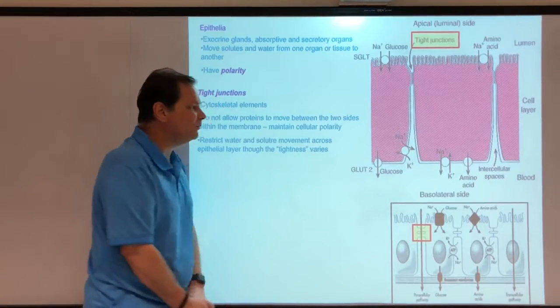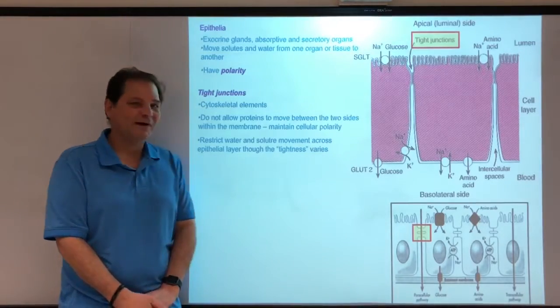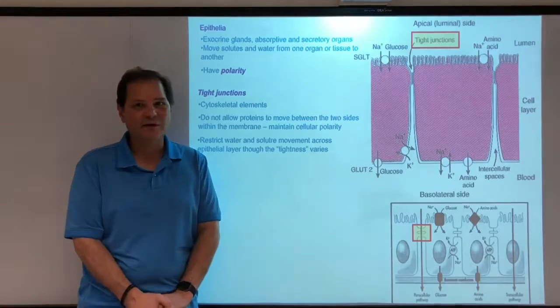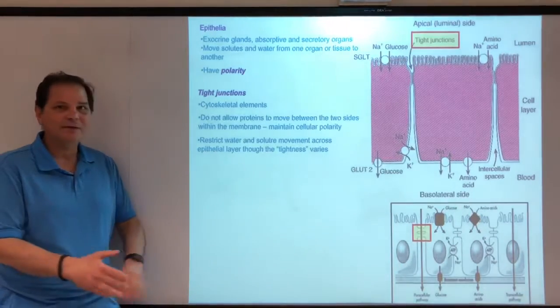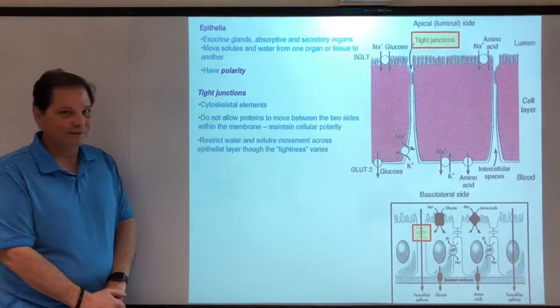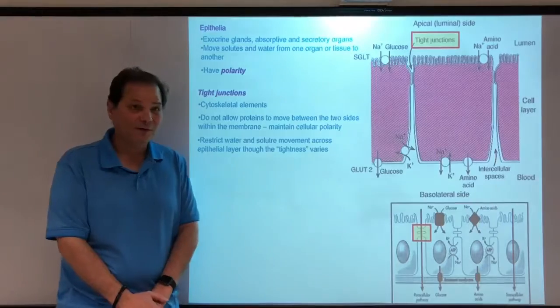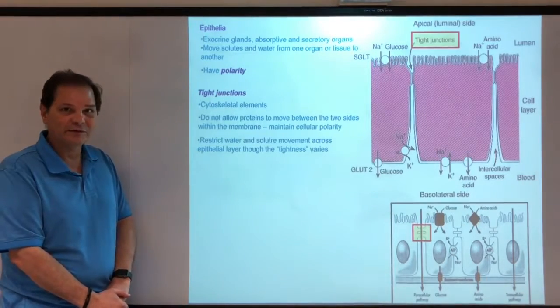how much they restrict movement of substances varies. Sometimes you'll find tight junctions that aren't very tight at all, and they'll let almost anything through. The duodenum is a good example of that. Sometimes you'll find really tight junctions, like in the colon and in some parts of the kidney, where it's tough to even get water across.